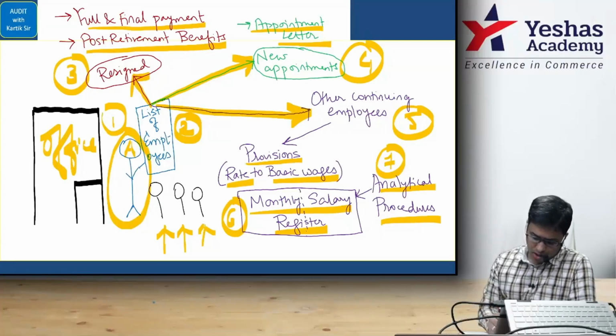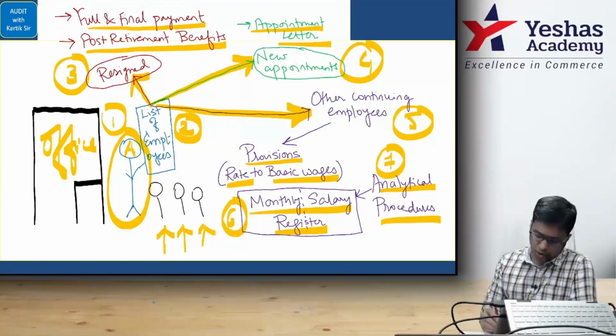Point number 3. For a sample selected randomly of the resigned employees, obtain their full and final computation and verify whether their dues, including post-retirement benefits, have been paid. Go to point number 4, read with me. For a sample selected randomly of new hires, obtain the appointment letter and verify whether the salary for the first month and subsequent months was processed as per the agreed terms. Very simple.